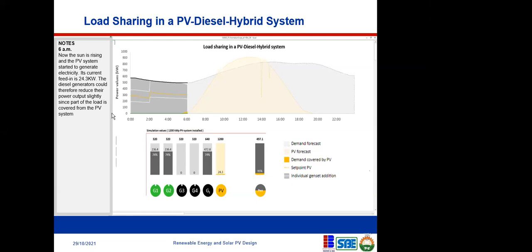So at 6 a.m. now the sun is rising and the PV system starts to generate electricity. Its current feed-in is 24.3 kilowatts. Look at it here. This little yellow area is the sun coming out. At this time, it is generating 24.3 kilowatts. Now, the diesel generators could therefore reduce their power output.